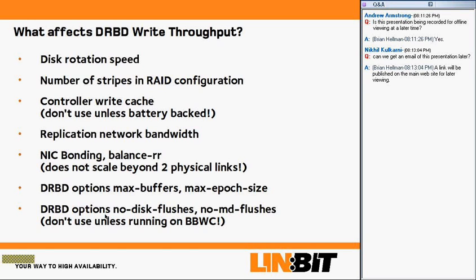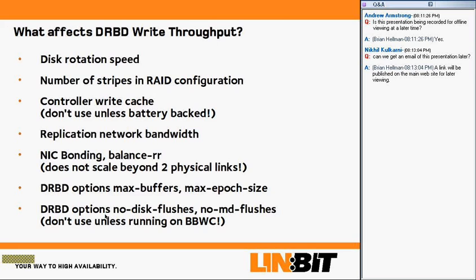NIC bonding, using the Linux bonding module in the balanced round-robin mode, which of course is the only mode that makes sense in this case because it's the only one that can actually load balance single TCP connections across multiple links, because it simply sends one Ethernet frame down one wire and the next Ethernet frame down the next wire.